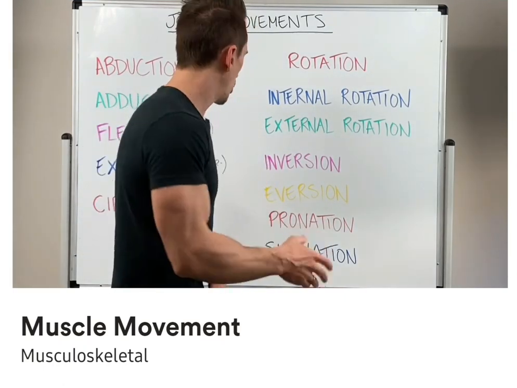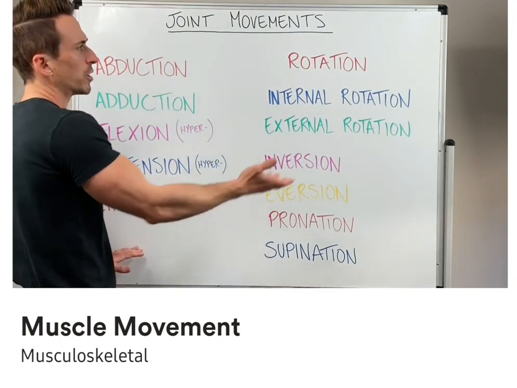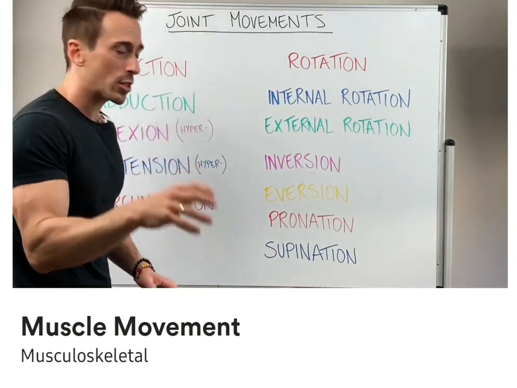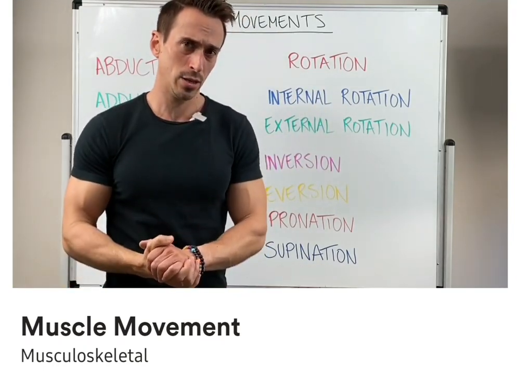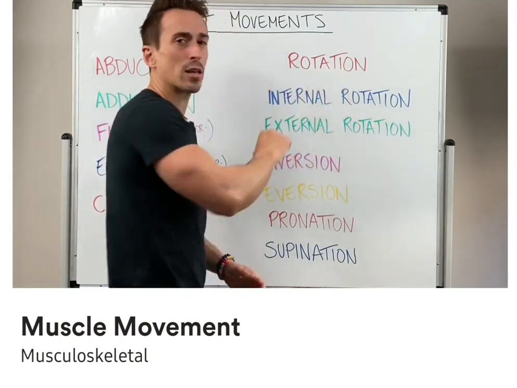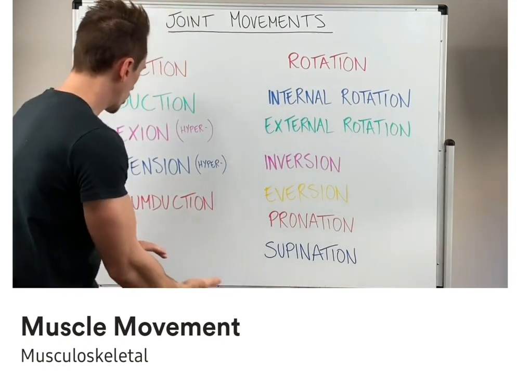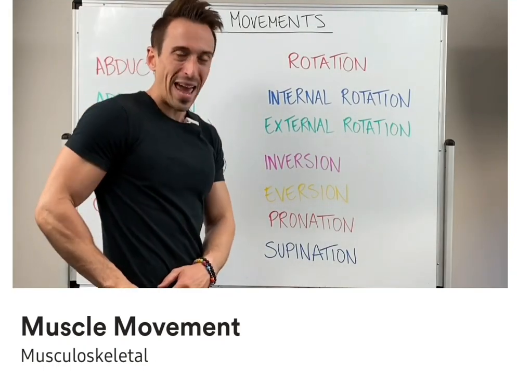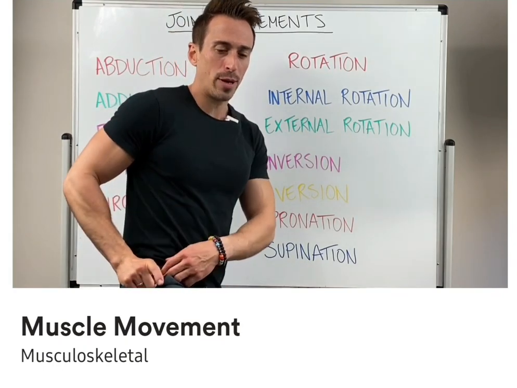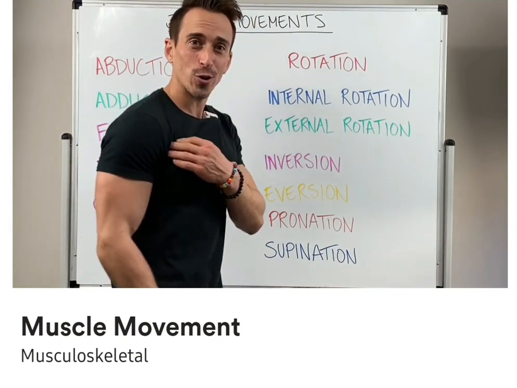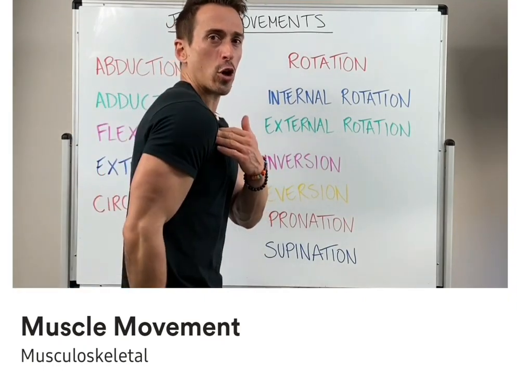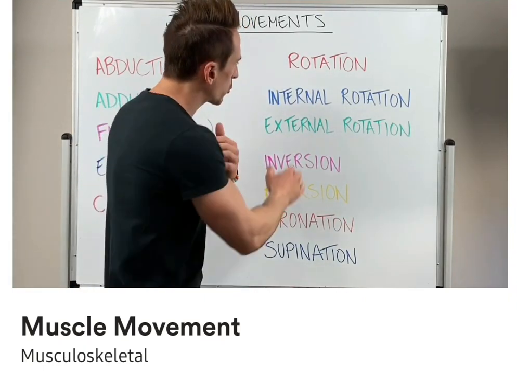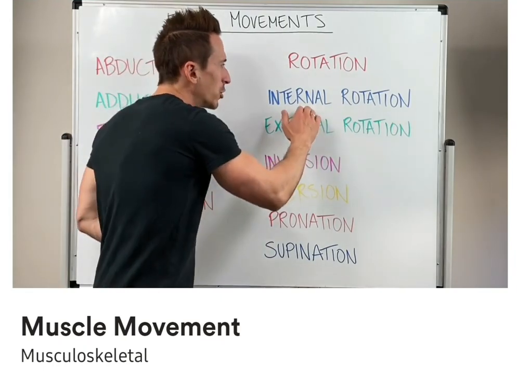Really important. Now, you may be thinking, how is circumduction different to rotation? The difference is circumduction is in a circle. Rotation isn't necessarily in a circle. It's just moving within the confines of that axial plane. So circumduction, if you were to put a pen at the joint and put it on a piece of paper, it would draw a circle. With rotation, if you were to put a pen at the joint, it would just draw a dot or a line.